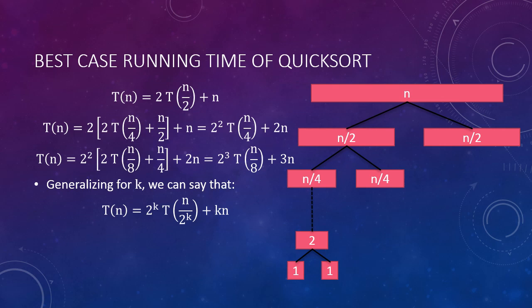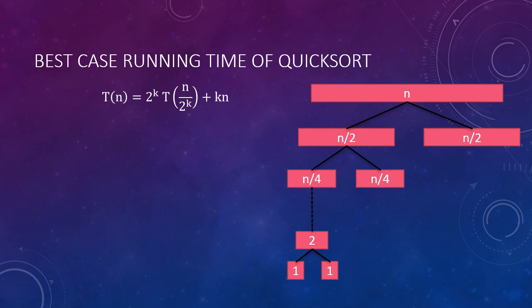The base case is T1. We want n upon 2 to the power k to be equal to 1 so that we can substitute the value of the base case here. So if n upon 2 raised to the power k is 1, then n is 2 raised to the power k, or k is log n.